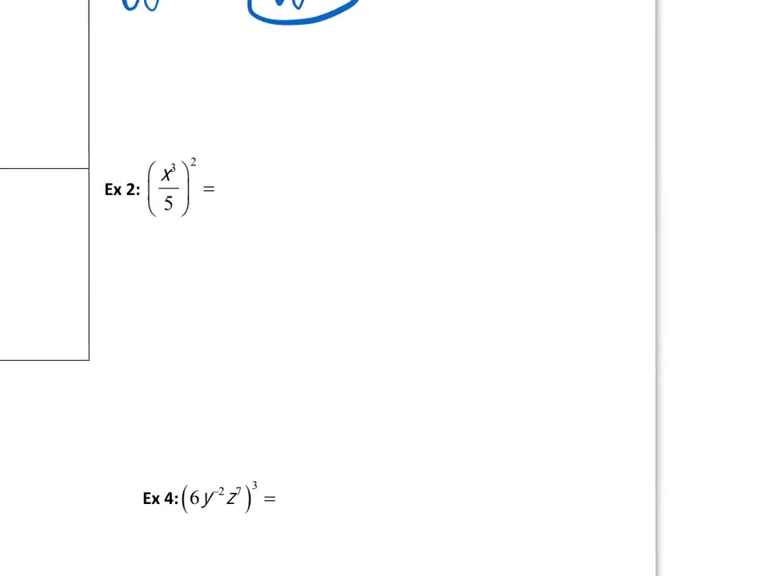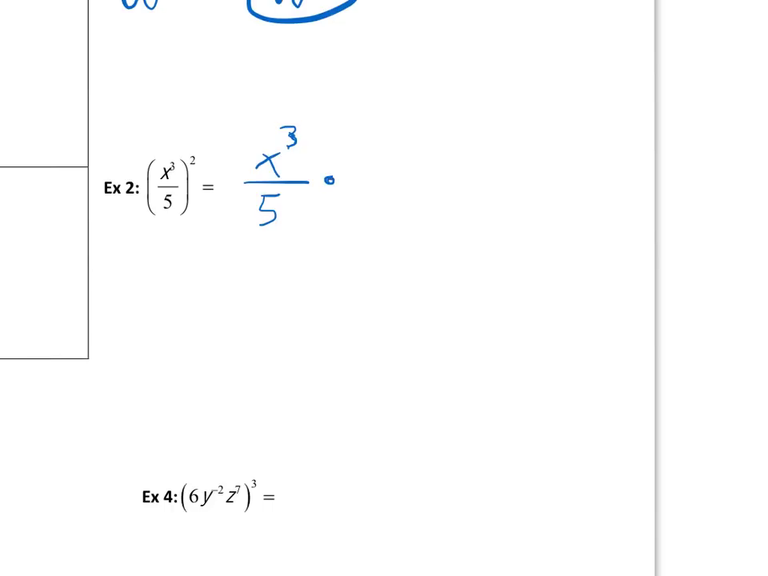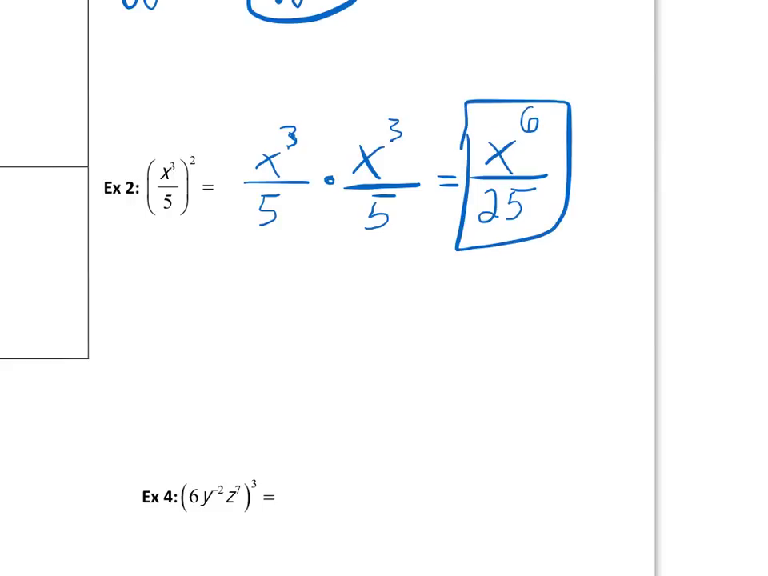And I think your guys' problem is down a little bit further, but that's fine. Now if we did this the long way, and again, I want you guys to show that you can do this the long way too, this would be x to the 3rd over 5 times itself. How many times? Well, 2 times. Now, again, how do you multiply fractions? You multiply across. So x to the 3rd times x to the 3rd. When I'm multiplying, I know that I add the exponents, so that'd be x to the 6. And then 5 times 5 would be 25. So that's if we do it the long way.